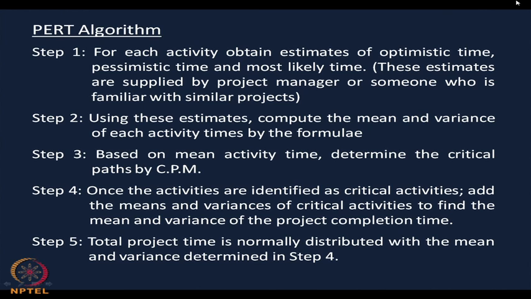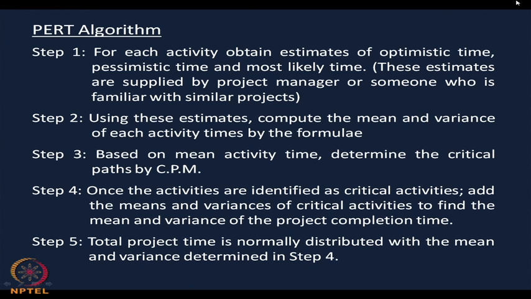Step 2, using these estimates, compute the mean and variance of each activity by the formula. That is, you are calculating the variance and the expected time Te using the formula we told just 1-2 slides before. Step 3, based on the mean activity time, determine the critical path by CPM, the method which we have already done. Step 4, once the activities are identified as critical activities, add the mean and variance of the critical activities to find the mean and variance of the project completion time.